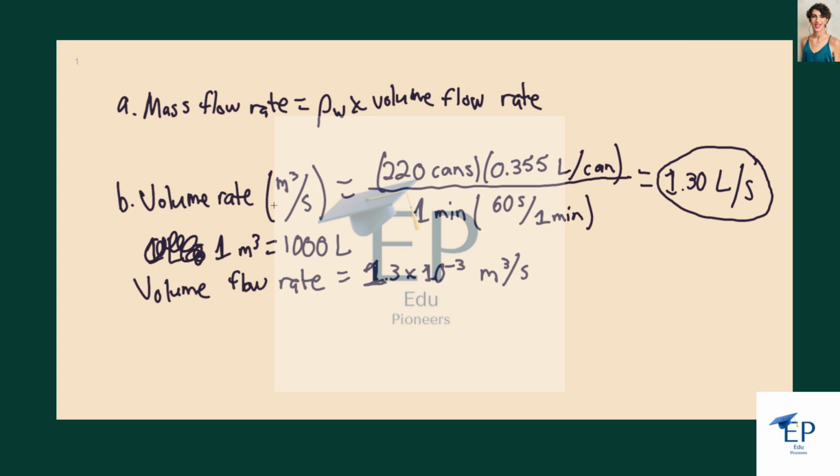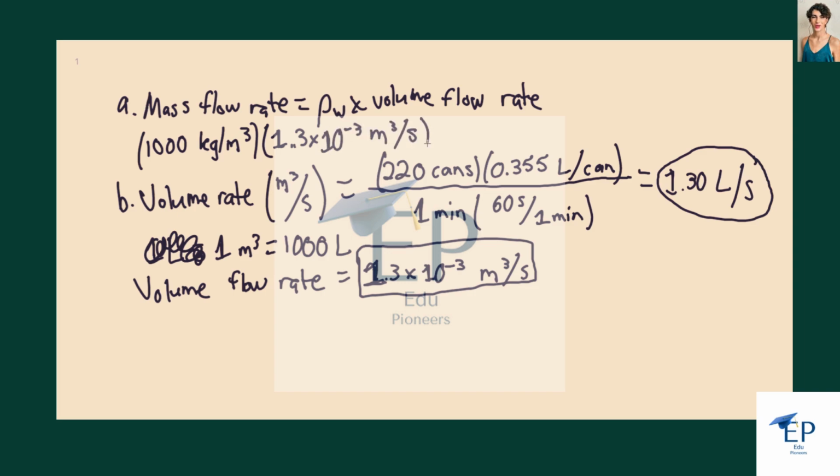At this point, we can now find the mass flow rate. So if this is the answer for part B, part A is going to simply be the volume flow rate times the density of water. This would be 1,000 kilograms per meter cubed times 1.3 times 10 to the negative third meters cubed per second. And we find that the mass flow rate is going to be 1.30 kilograms per second. So this would be the mass flow rate.